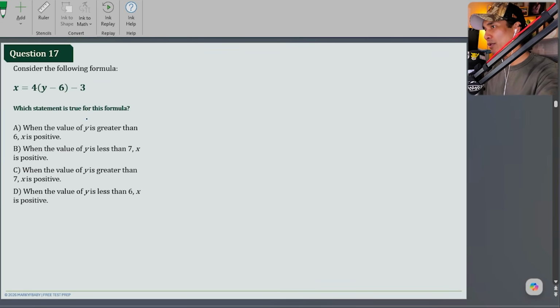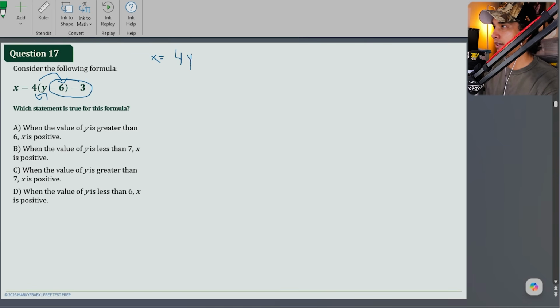The first thing I would do is simplify this, because this coefficient could be multiplied in this parentheses, and after that, these two terms can be combined, and then that will give us a cleaner formula. So x is equal to 4y minus 24 minus 3.